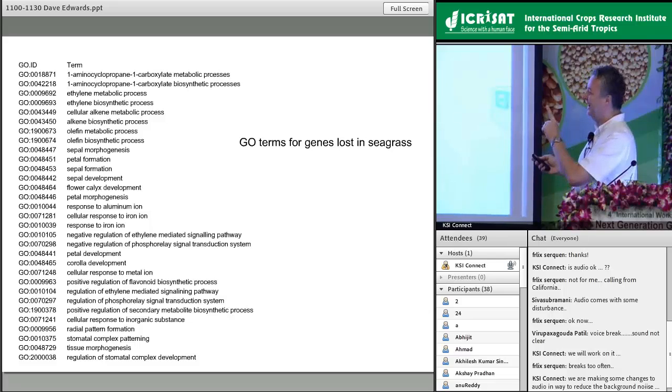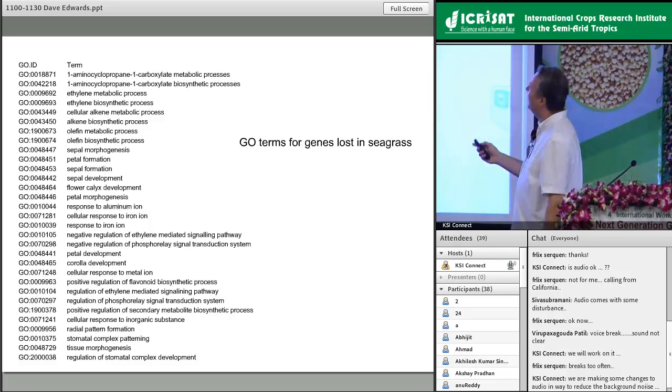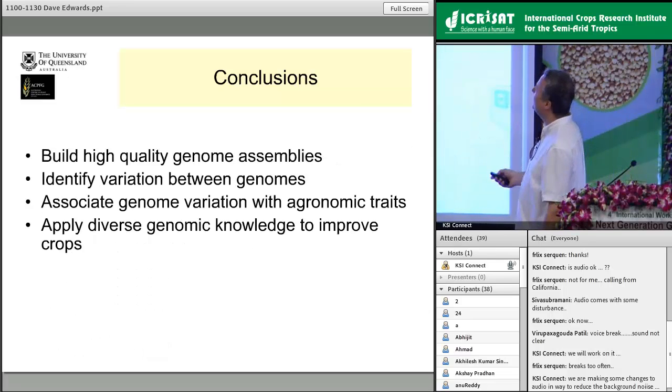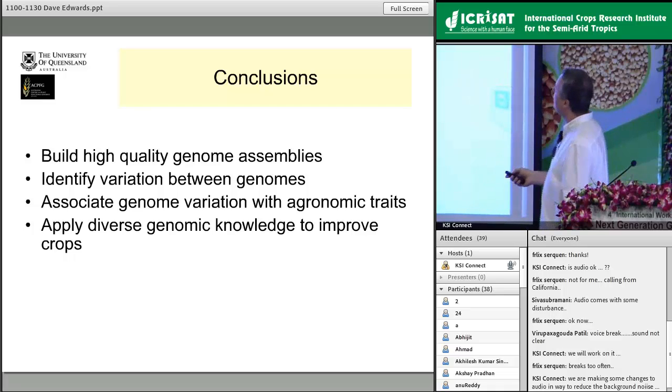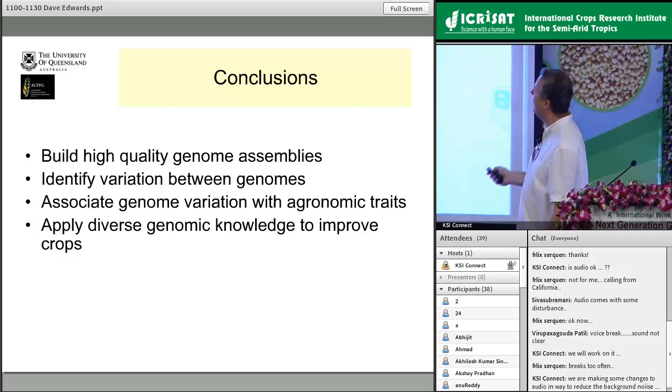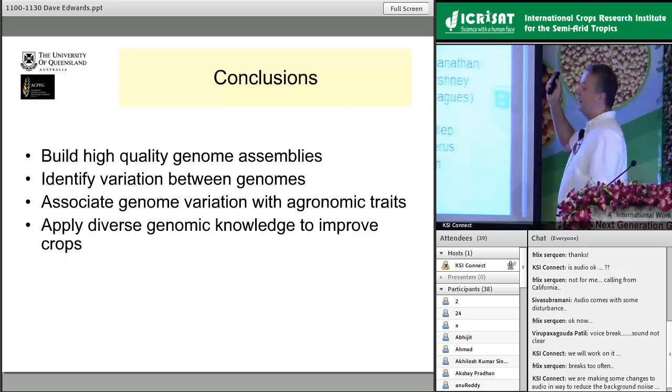Conclusion. So we built high-quality reference genome assemblies with this data. We've identified variation between genomes. We associate genome variation with agronomic traits, and we've applied diverse genomic knowledge to improve lots of different crops.